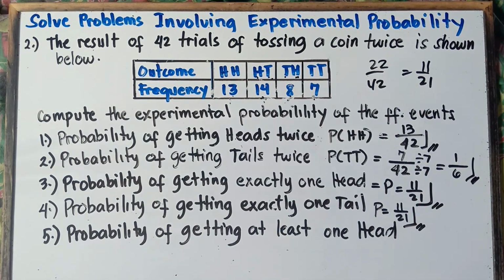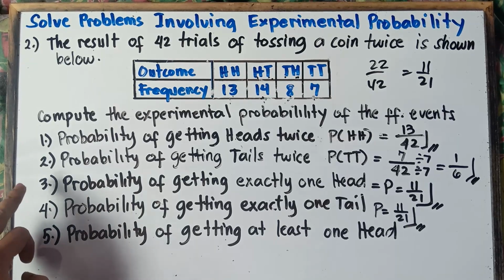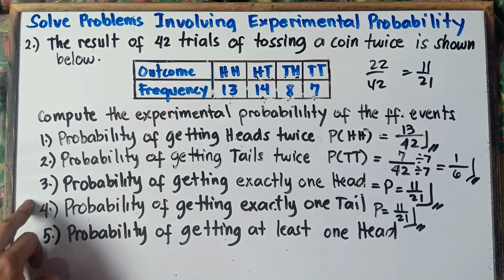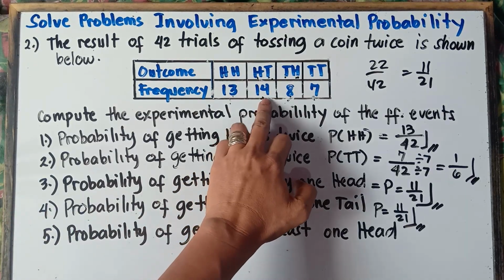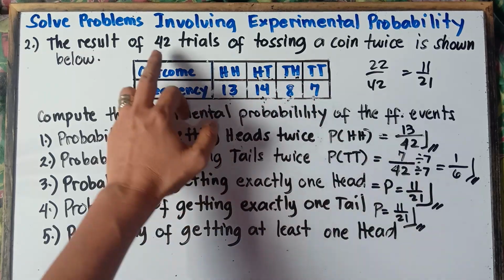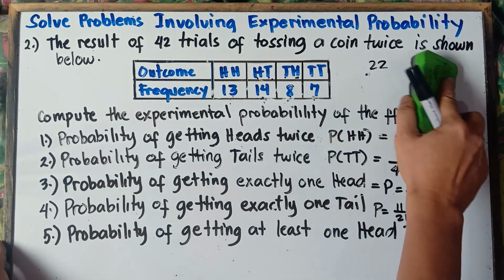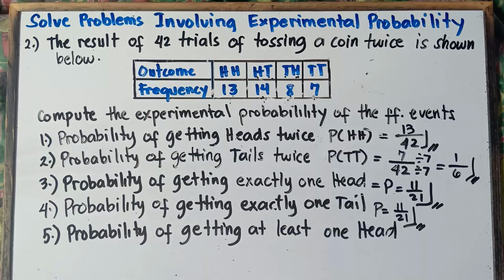Alright, so no need to explain, class. Number 4, they will have the same answer, class, with regards to example number 3. I hope, class, you're not confused. Exactly one tail, 14, exactly one tail, 8, plus 22, all over total number of trials, 42, reduced by 2, 11 over 21. Alright, so number 5, probability of getting at least one head.